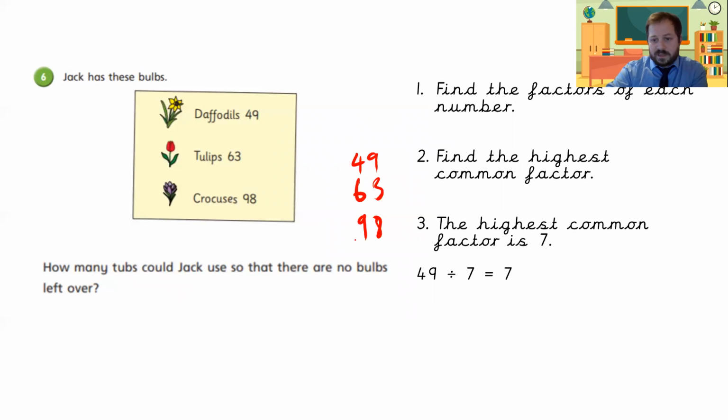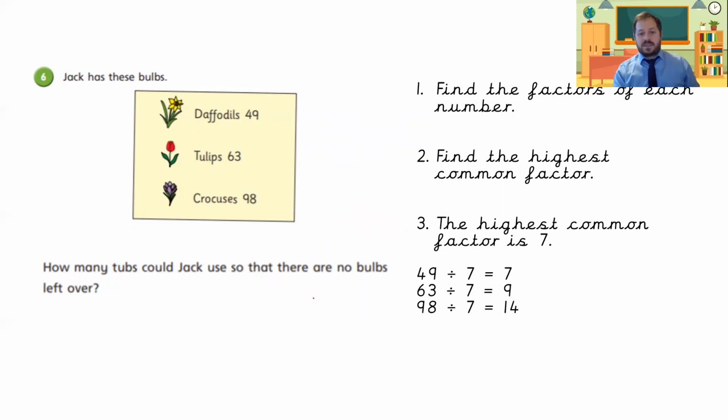49 divided by 7 is 7. 63 divided by 7 is 9. And 98 divided by 7 is 14. So that means that the most tubs he needs is 7 tubs so that none are left over.